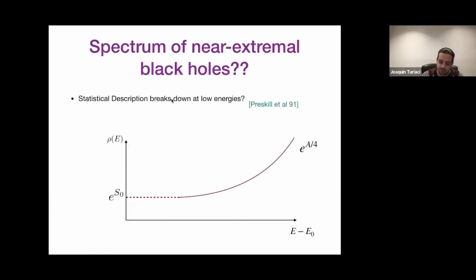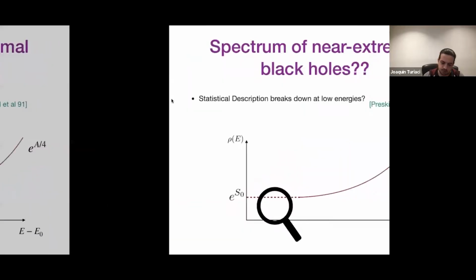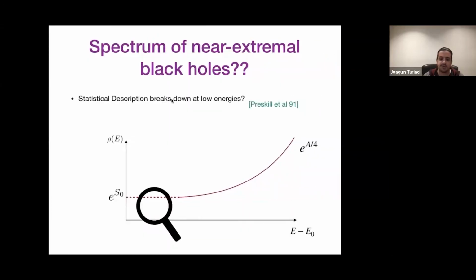Okay, so to reiterate, this is the density of states, rho, as a function of energy above extremality. At very large energy, we expect this to go as the semi-classical Bekenstein-Hawking answer. Semi-classically, it will go to a constant as you go close to extremality. And this e to the S naught is the exponential of the extremal area divided by 4G Newton. So we want to zoom in on this region and see what's going on here that resolves this issue that Preskill and company identified.